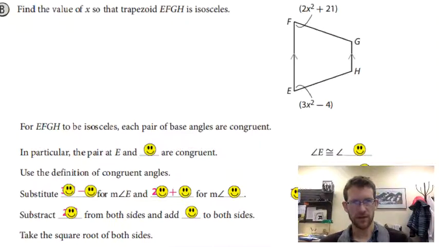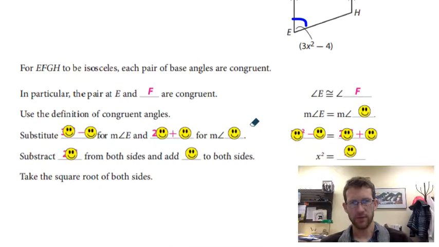Okay, let's try this one. There's algebra in this one. Find the value of x so that trapezoid EFGH is isosceles. So in order to be isosceles, this angle here has to be equal to this angle here, similar to these. So we have to just set these equal to each other. We can say 2x plus 21 is equal to 3x minus 4.